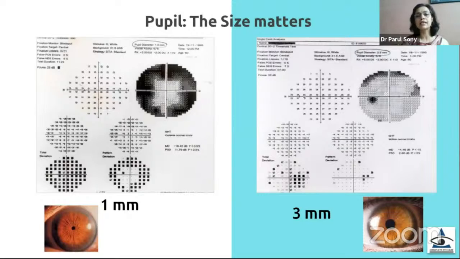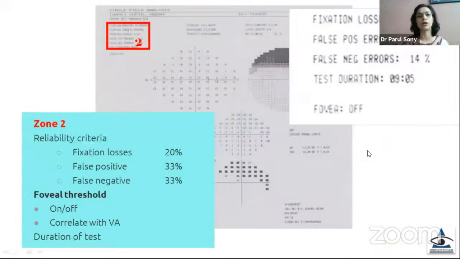The pupillary size is again very important. If patients are on pilocarpine or have senile miosis, and the pupil is 1 millimeter or smaller in size, you can have an artificial field defect, something like a rim artifact. When you do the test by dilating the pupil, the field defect disappears. So pupillary size is very important.